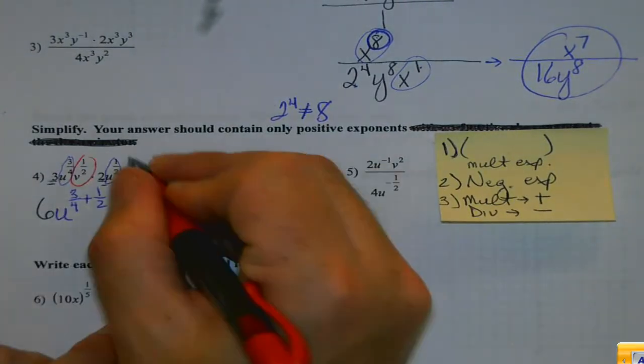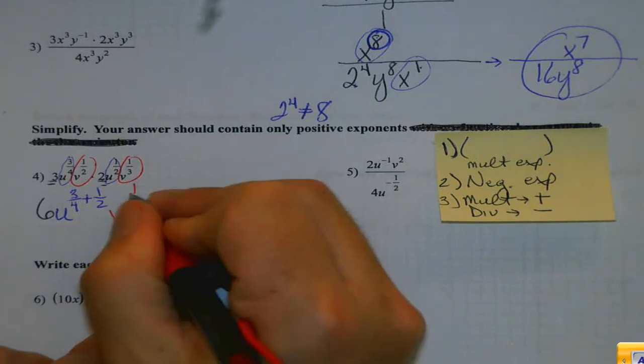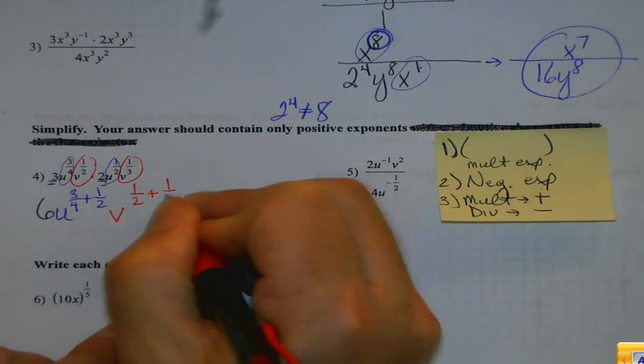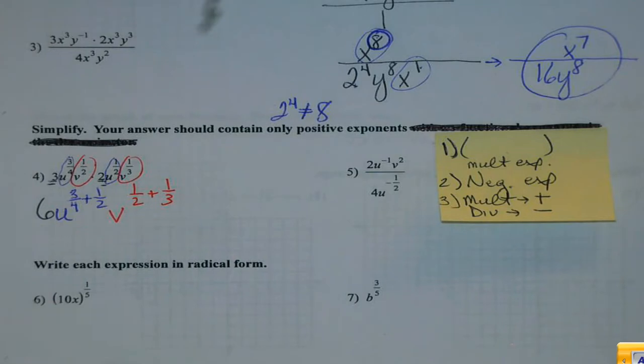And I've also got v, bless you, to the 1/2 plus 1/3. Now, I'm going to be realistic here, okay? We're not going to have, we need a common denominator. So on that u term, that's not just going to be 4/6. Can't do that. Wish it was that easy, but it's not.